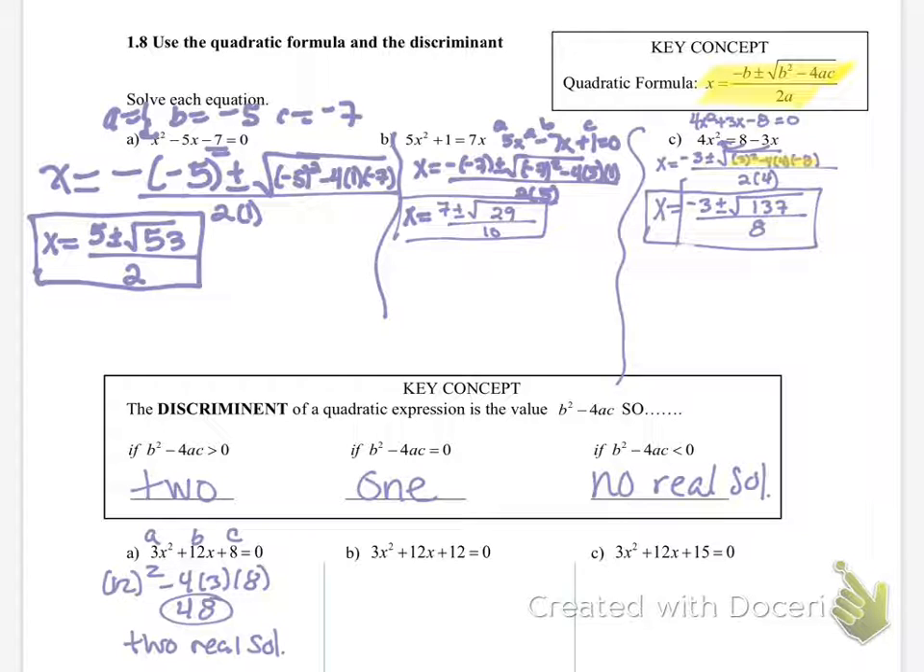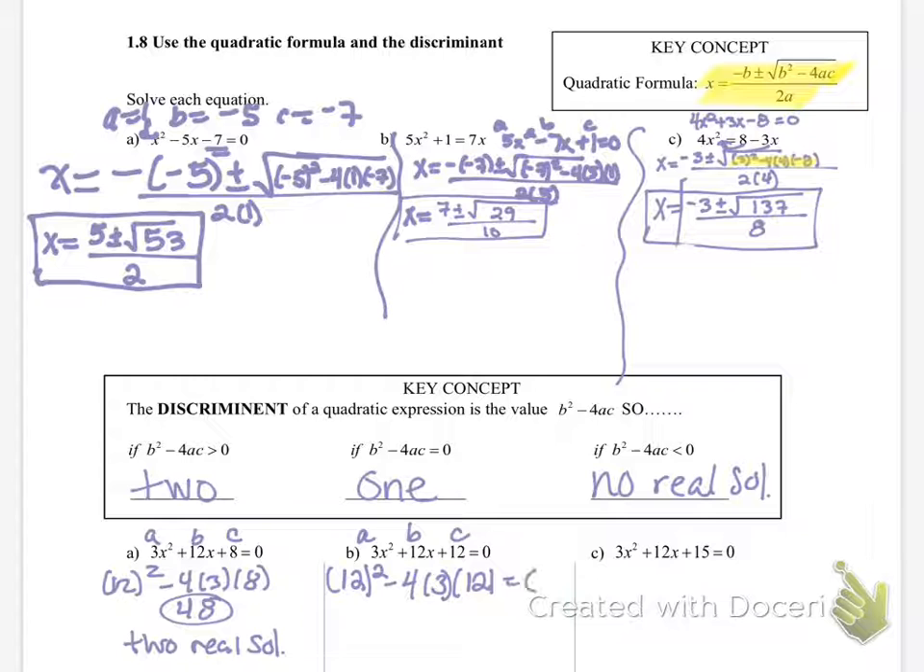If you're not sure, when in doubt, graph it out, right? Graph it and see how many places does it cross the x-axis. If we look at B here, this is A, B, C. So in parentheses, 12 squared minus 4AC.